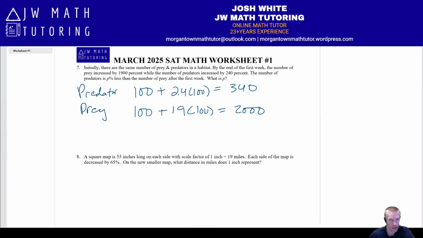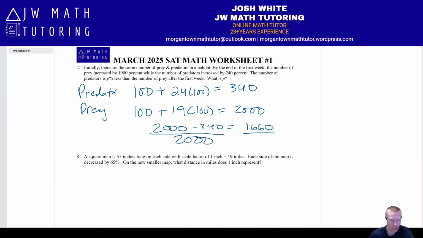Okay, the number of predators is p% less than the number of prey. So the way we can find that is basically just finding the percentage difference between them. So we're going to take the 2,000 for prey, which is the larger one, subtract the 340. The difference between them is 1660. Now, we have to divide that by the 2,000, the number of prey.